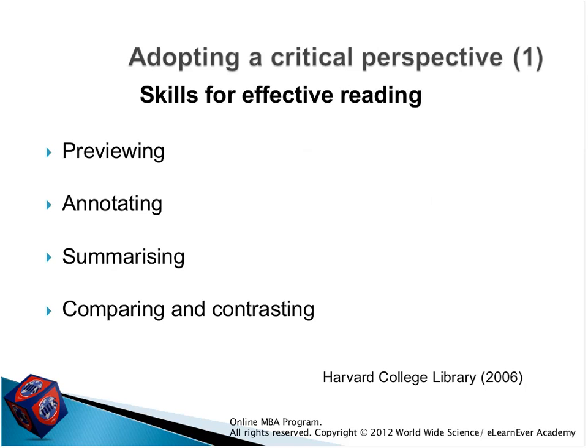Adapting a critical perspective, skills for effective reading. So these are the skills that make effective reading for you, all right? Reviewing, annotating, and summarizing, and comparing and contrasting. So I suggest you, when you read the book, when you read the article or journal, you have a map on it.